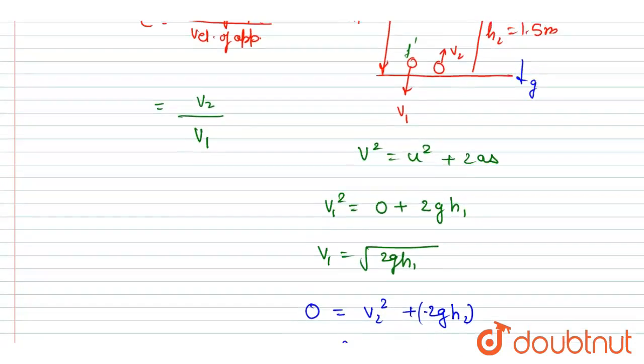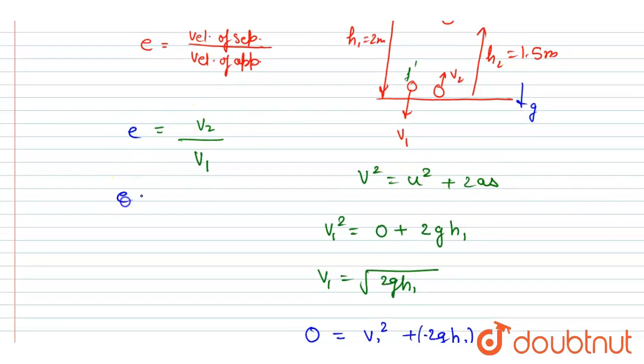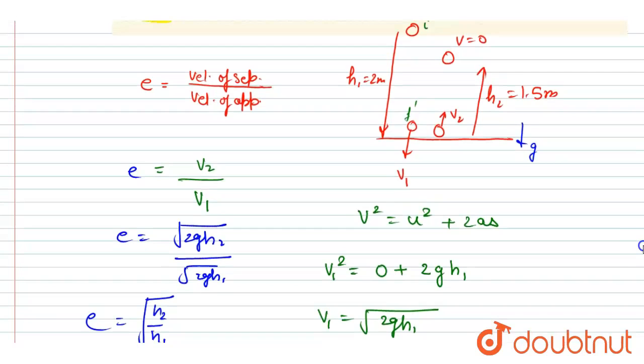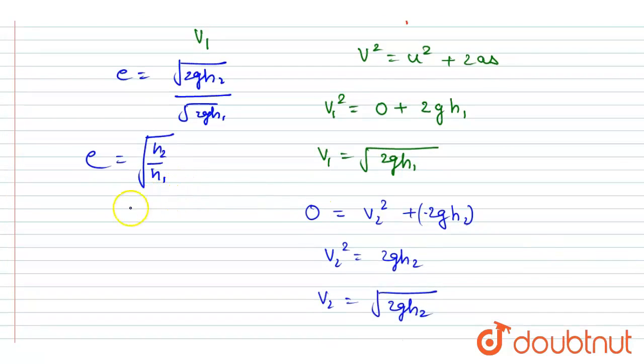Very simple. Now just put the value of v2 and v1 here. So we'll write under root 2g h2 by under root of 2g h1. Under root 2g will get cancelled out and you will get under root h2 by h1. So just put the value of h2 and h1. h2 is 1.5, h1 is 2. So I will write here, 1.5 is 3 by 2, so it will be 3 by 4 under root, so it will be root 3 by 2, and this will be our answer.